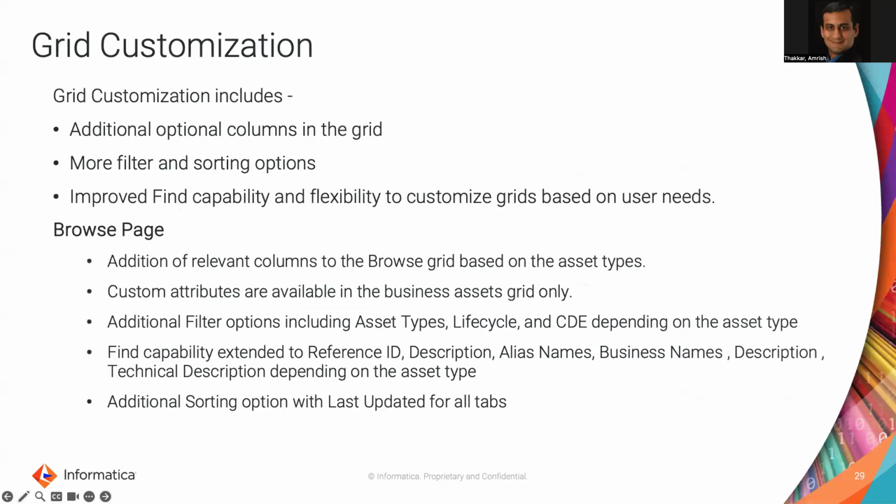We have also brought in a number of grid customization options for you. So the first one is on the browse. So on the browse, glossary, browse system, data set, and so on, now you will be able to add additional columns, including a lot of the custom attributes. We have extended the filtering options to more things as well. And then the find capability also has been extended to additional stuff.